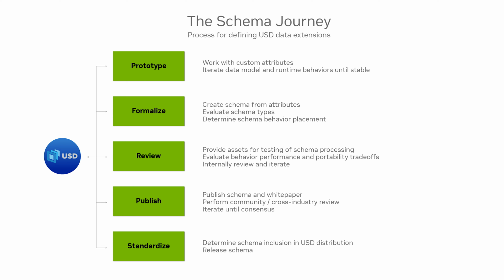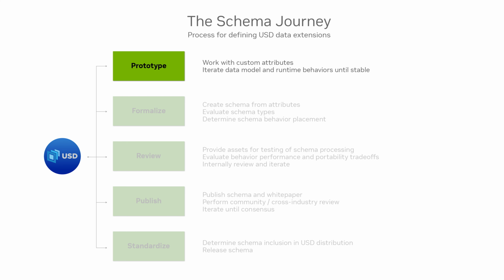The process for standardizing new schemas comprises five steps. First, new schemas can be prototyped with custom properties in USD and iterated on until the data model and runtime behaviors are stable. Next, the schema definition is formalized and evaluated for trade-offs between representing it as a typed or API schema and other considerations. The schema can then undergo internal review alongside canonical assets that can be used to demonstrate the data model and seed automated testing for behavior implementations. The candidate schema is then published as a white paper and undergoes a broad review process across industries where it is iterated upon until consensus is reached. Finally, the new schema becomes a standard with a path to support in all USD-compliant implementations.